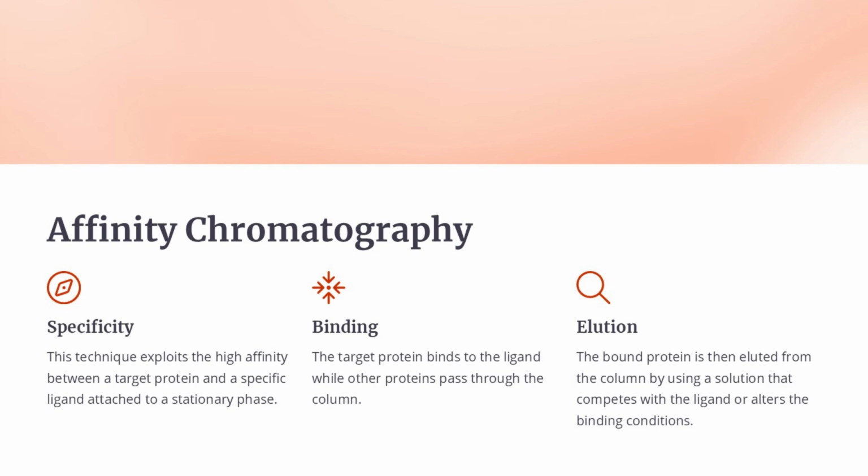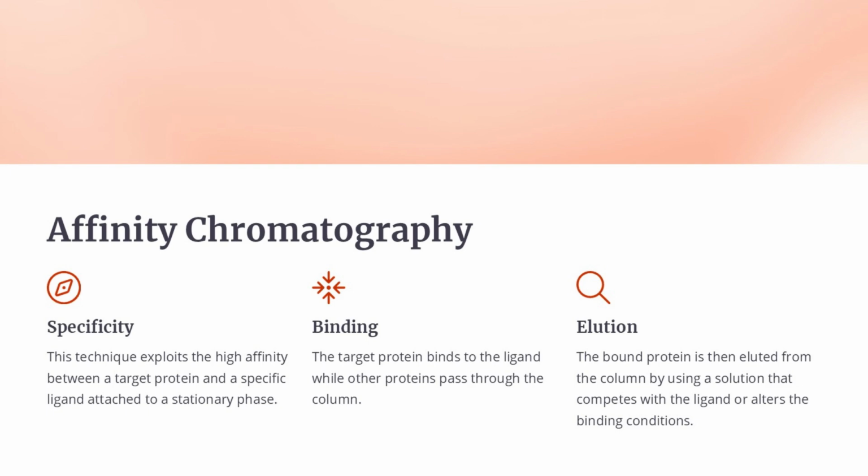Affinity chromatography is a powerful technique that exploits the high affinity between a target protein and a specific ligand attached to a stationary phase. The target protein binds to this ligand, while other proteins pass through the column. This allows for highly selective purification of the target protein.